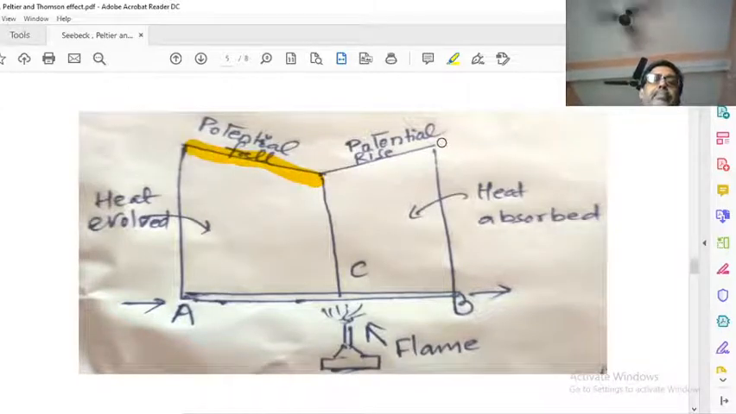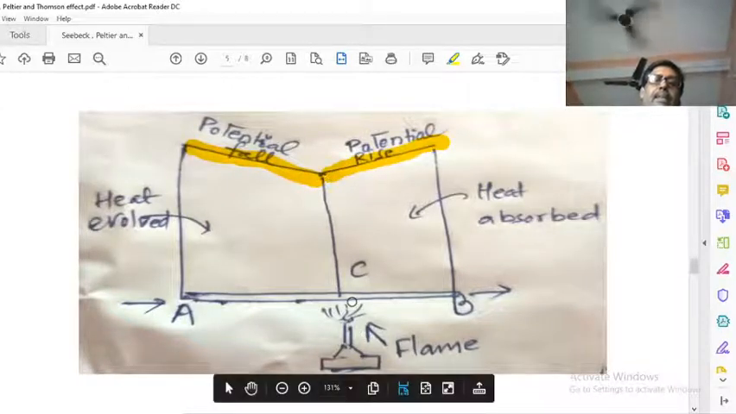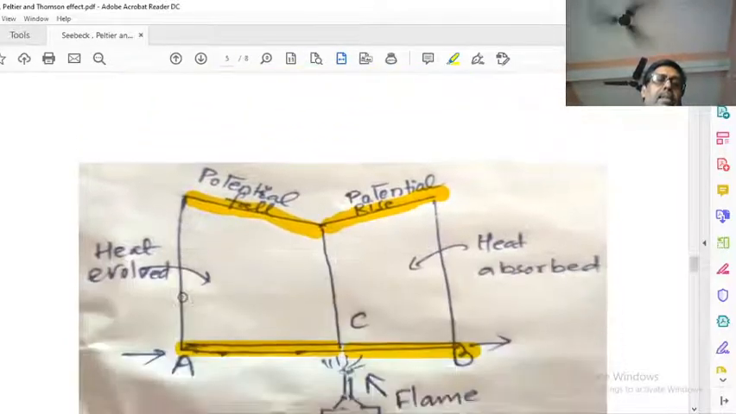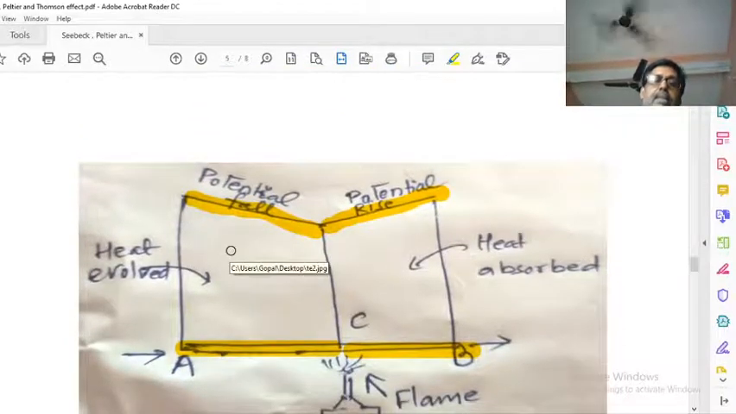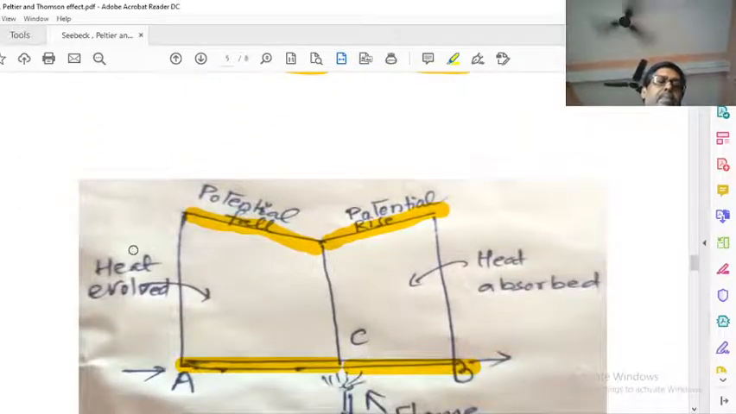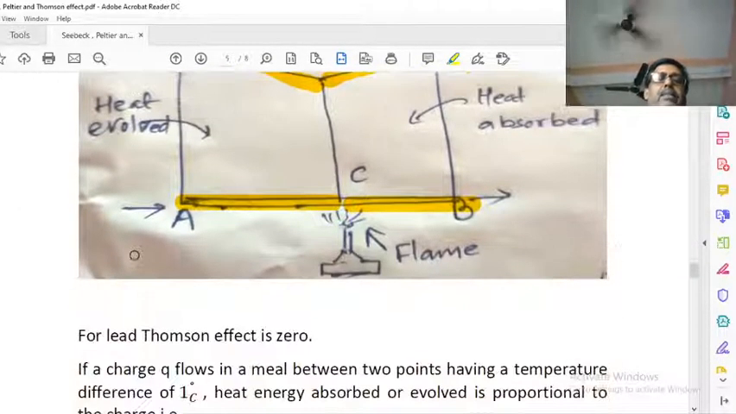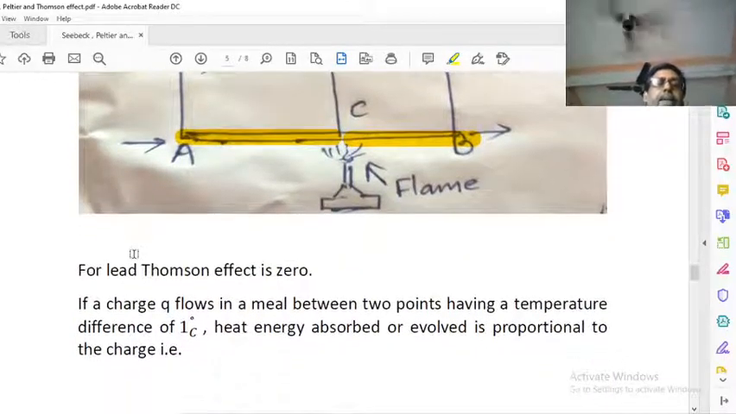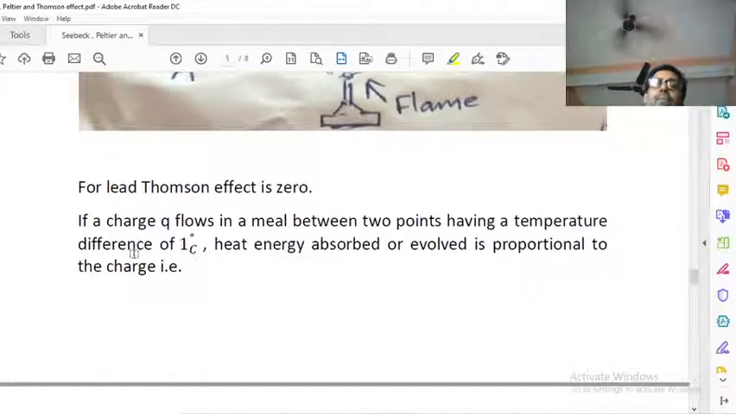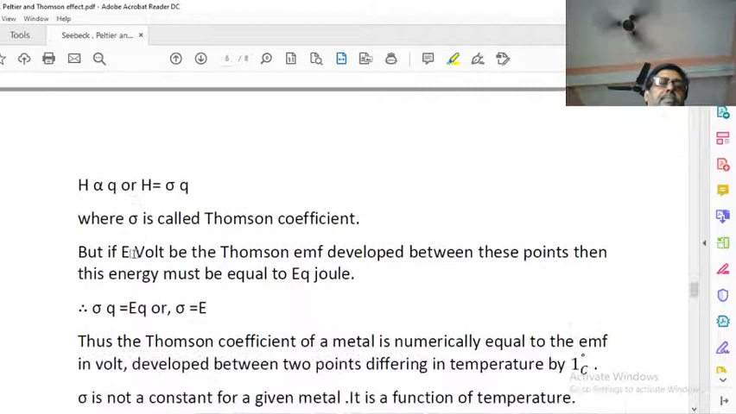Here heat is absorbed in this half portion, and heat is evolved in this half portion. So you can see the reverse case. Here heat is absorbed, here heat is evolved. So you may notice the difference. And one metal in the middle, Pb, whose Thomson effect is zero, so there is no effect like this.